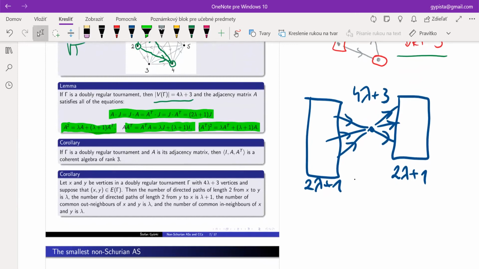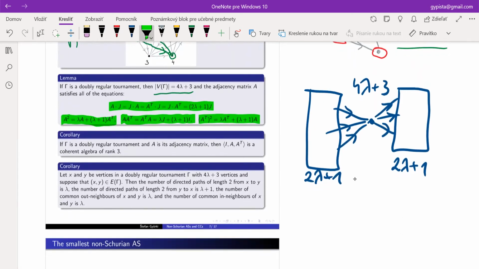On the other hand, if we interpret all these conditions, then we can say more about doubly regular tournaments. If we have a doubly regular tournament on 4 lambda plus 3 vertices, then let's consider 2 vertices x and y such that there is a dart from x to y. Then the number of directed paths of length 2 from x to y, so in the similar direction than the dart between them is going, is precisely lambda. And in the opposite direction from y to x, the same number for the directed paths of length 2 is lambda plus 1.